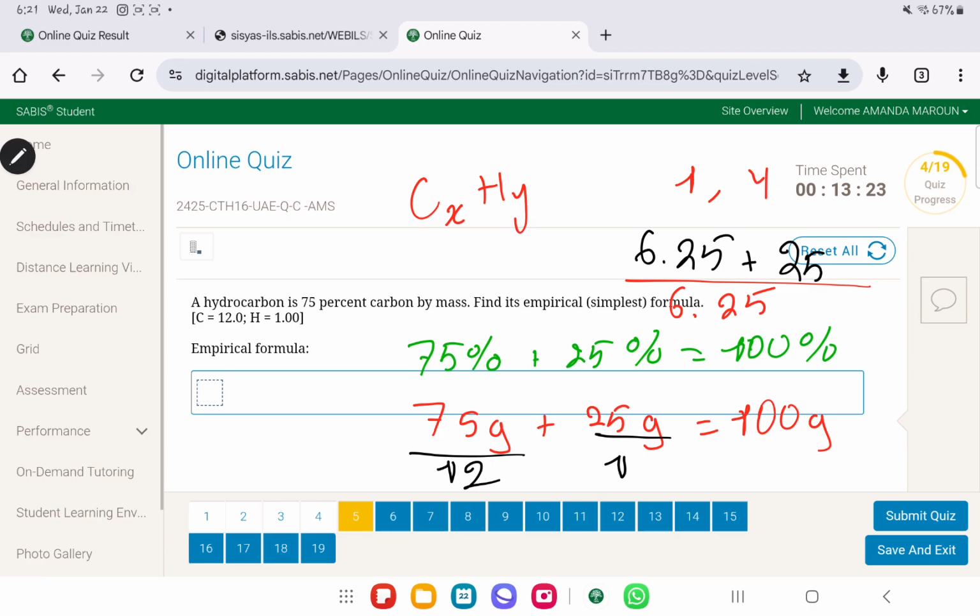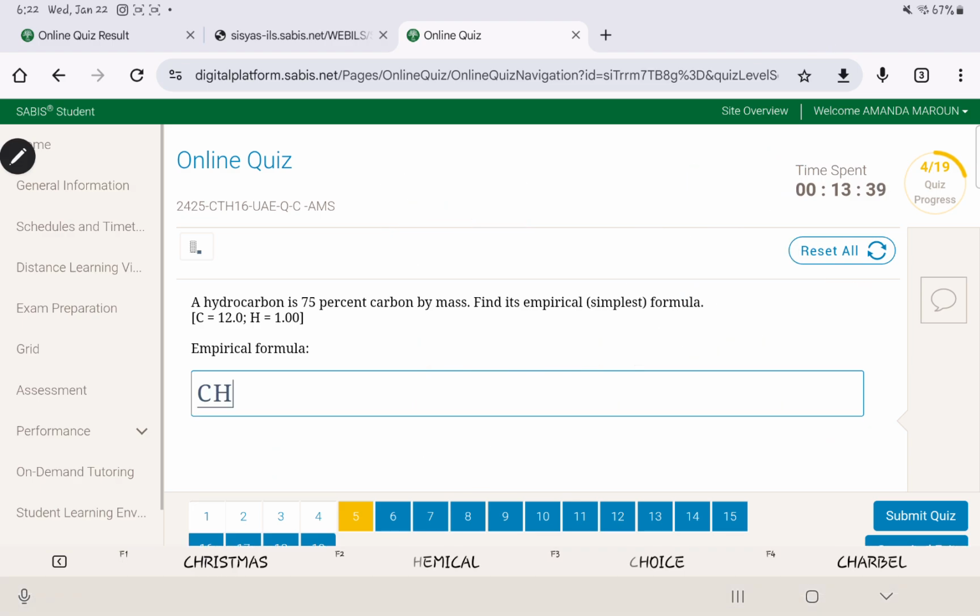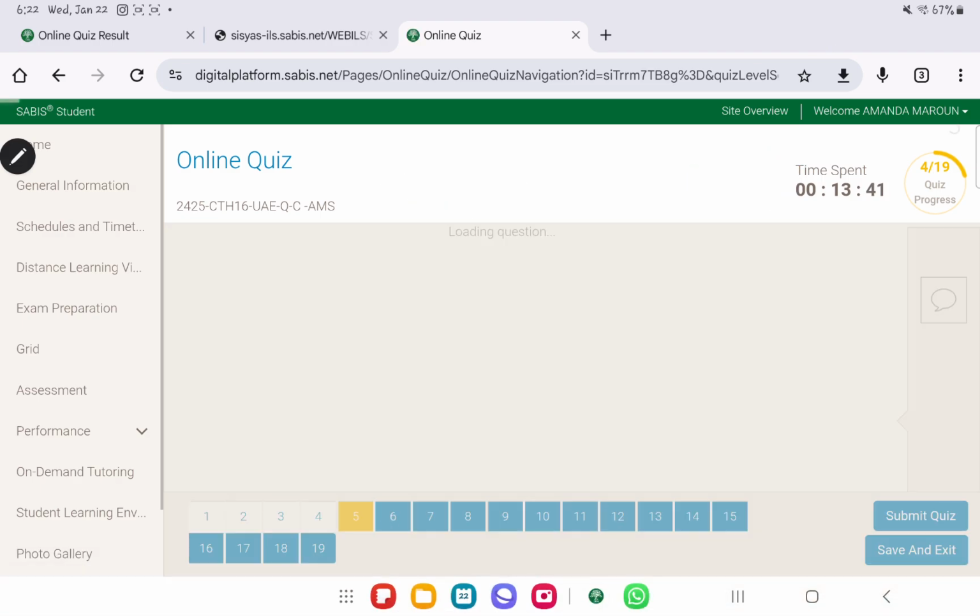So that means the carbon has 1 atom, so C1, or we do not put the 1, so it's gonna be C. And the hydrogen has 4 atoms, so H4, and we are only gonna put 4. So the empirical formula is CH4.